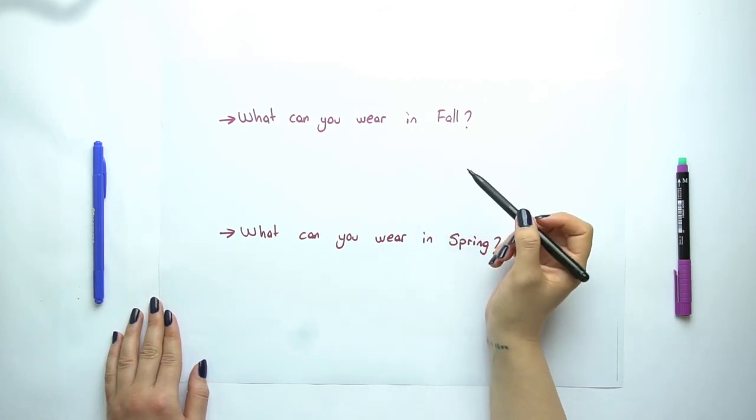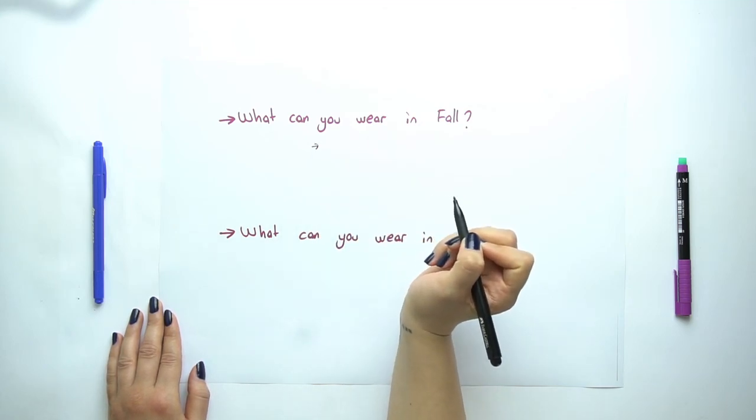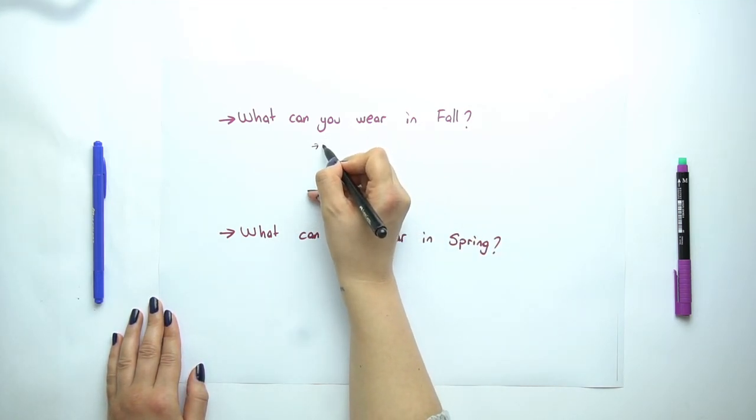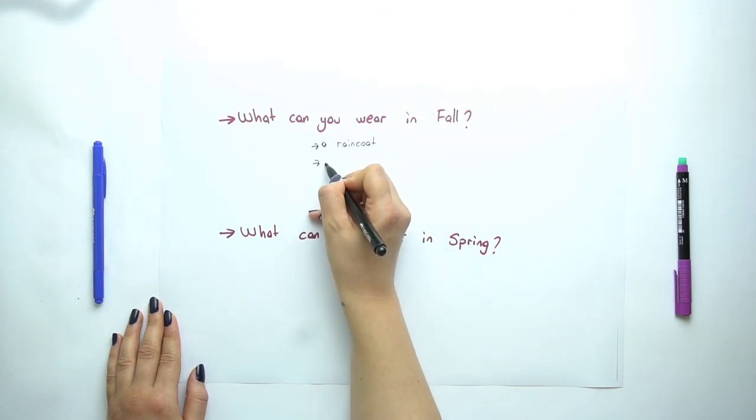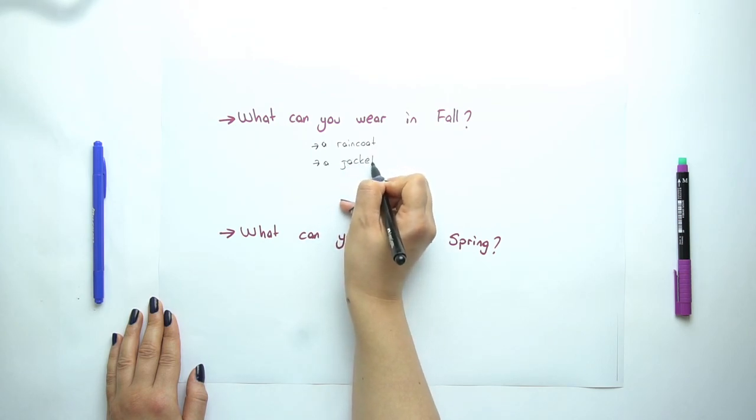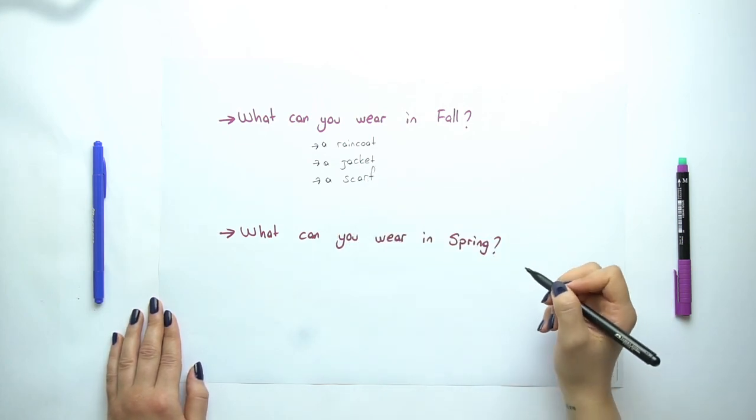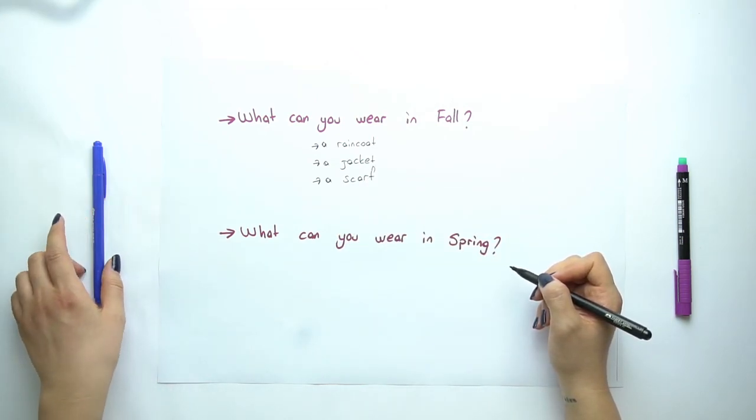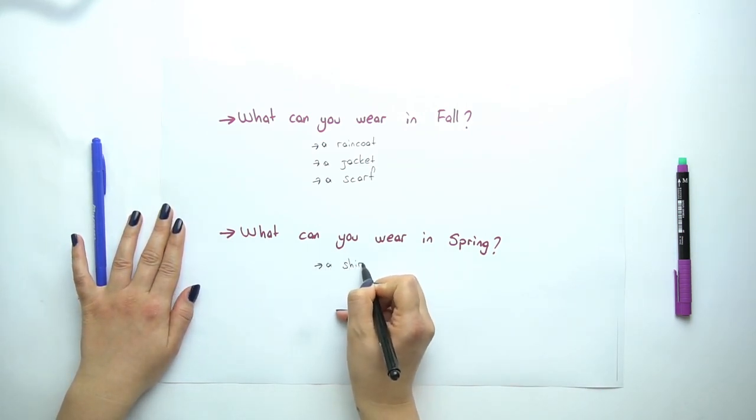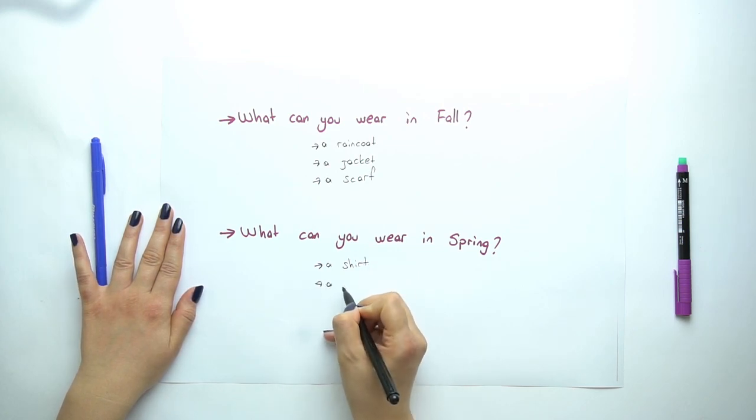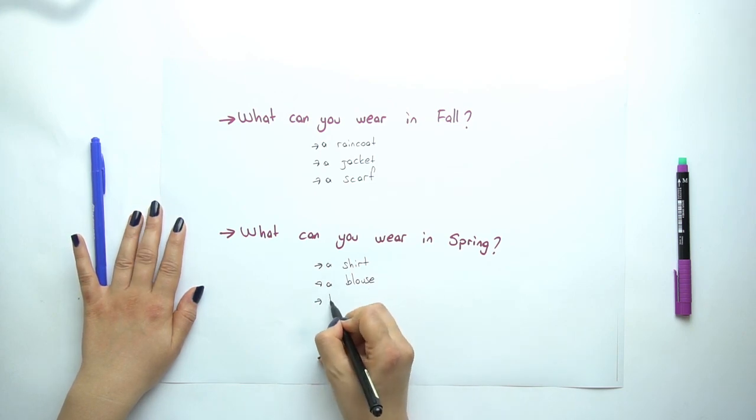And what can you wear in fall? Alright, again we will write 3 examples about them. First, let's write a raincoat, jacket, and a scarf. And last one, what can you wear in spring? Alright, you can wear a shirt, a blouse, and let's say trousers.